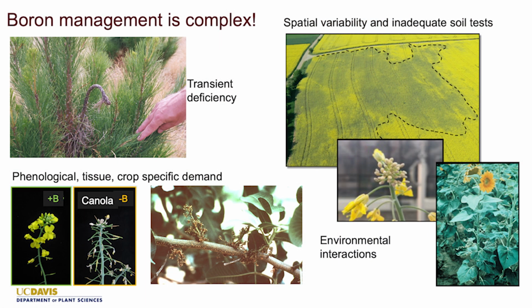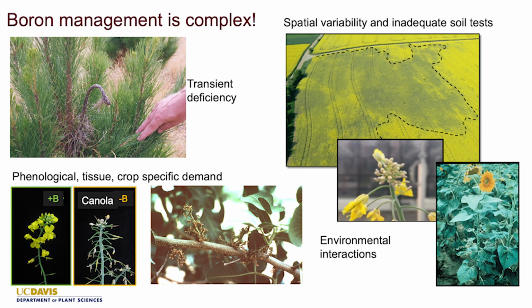Don't get me wrong, management of boron is complex. It's complex because you've got these transient deficiencies, these little windows where it really matters. And they can be very short, a matter of days or even hours in some crops. It matters because different tissues, different stages of growth, and different types of crops have their own specific demand and window of demand.